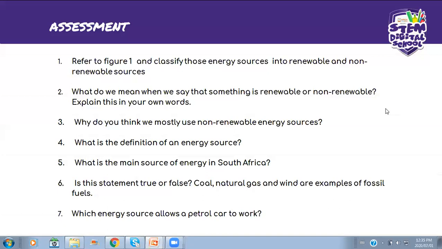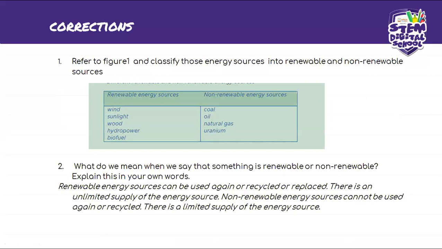Okay. Now, let's quickly check the corrections so that you can mark for yourselves. This is what we have now. The question was saying we should refer to figure one and classify those energy sources into what, renewable and non-renewable sources. So as we can see on the table there, renewable energy sources: the wind, the sunlight, the wood, the hydropower, and the biofuel. And then we also talk about what? Non-renewable. So coal, natural gas, oil, and then what? Uranium. So I hope you will get it now.